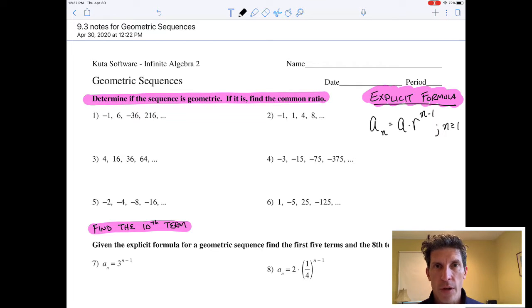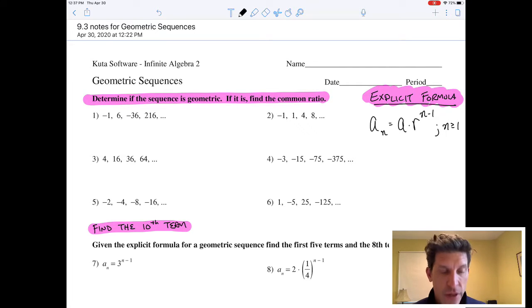Like the recursive formula wouldn't be plus 1, plus 1, plus 1, and so on. It might be times 3, times 3, times 3, or divided by 7, divided by 7, divided by 7. So we're using a different operator. We're using multiply or divide, and either one of those will make a geometric sequence. Let's get right into it.